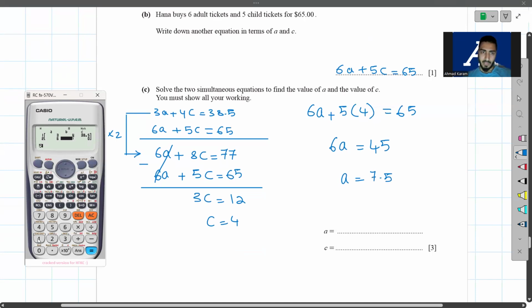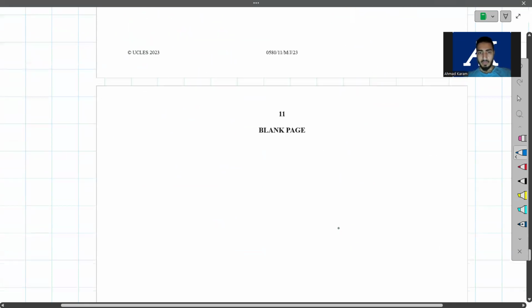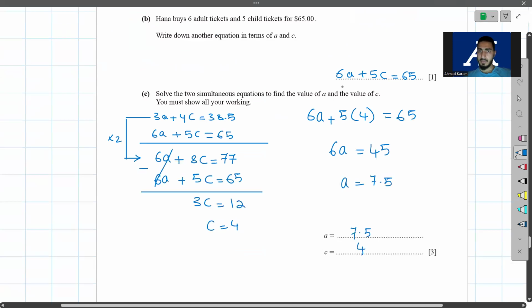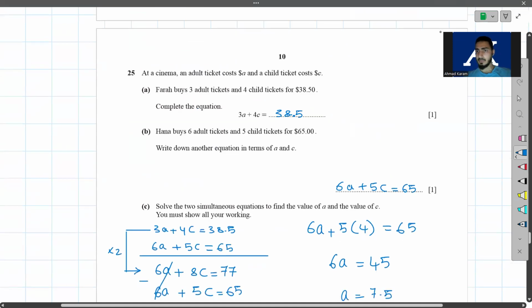38.5, 6, 5, 65. So it's 7.5 and 4. 7.5 and 4. Okay, and this is the last question in the exam.